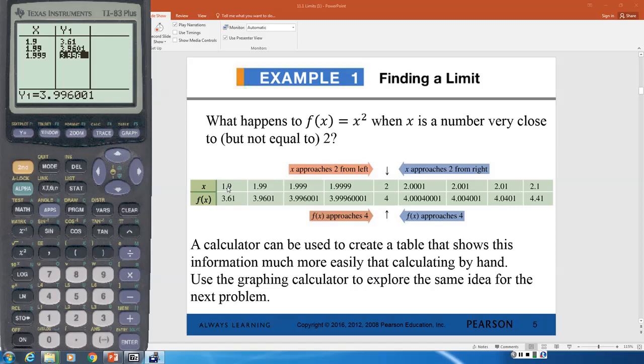Okay? Now we can get closer yet again. We can have 4 nines. And again, it gives us most of the digits, but not all of them. So that's 3.9996001. And we can actually even try to get closer than that. Even though it's not in the table, using the calculator, we can try to get even closer. But something interesting happens.